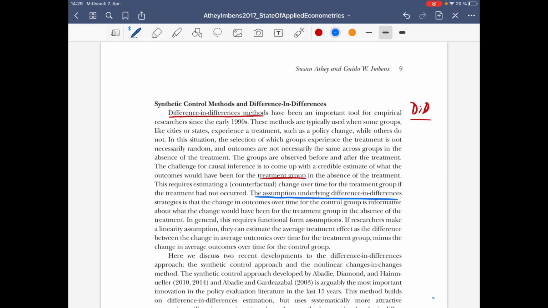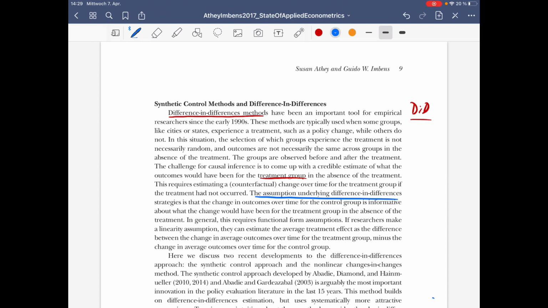Another method to solve the fundamental evaluation problem is the diff and diff method, difference in differences, DID, which has been popular since the early 90s and is until today very popular. So it's a must have here in the toolbox of the empirical researcher.